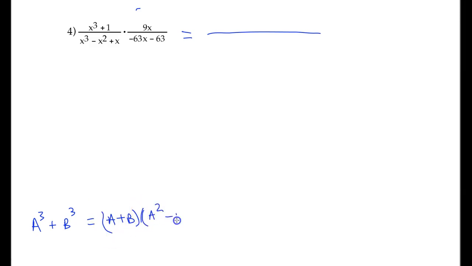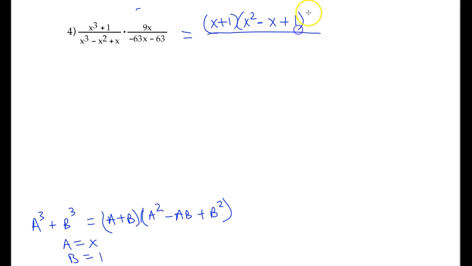All right, so first, let's look at our first rational expression here. We know that x cubed plus 1 is the sum of 2 cubes. In general, whenever we have the sum of 2 cubes, this is just going to be a plus b times a squared minus ab plus b squared. So if a is equal to x and b is equal to 1, then this would be x plus 1 times x squared minus 1x, or just x, plus 1 squared, which is 1.